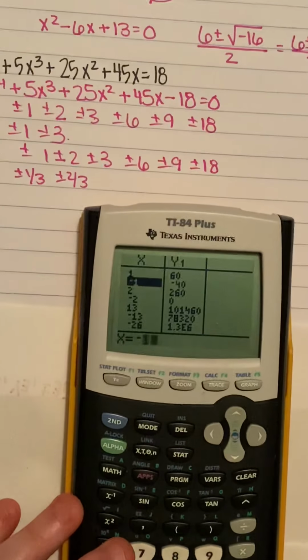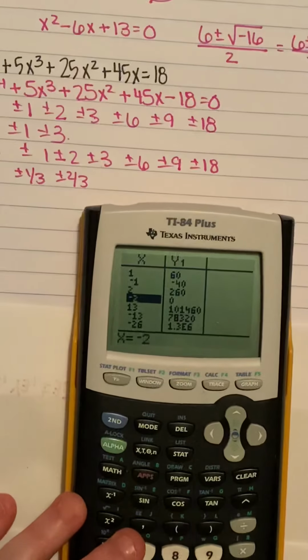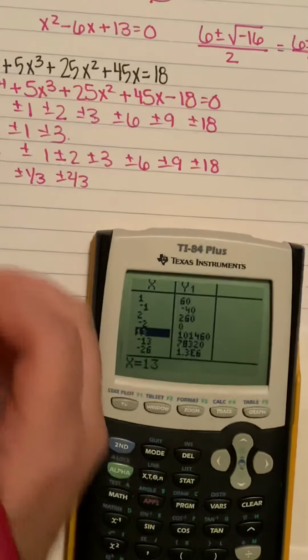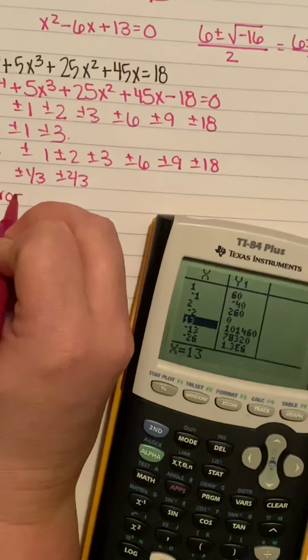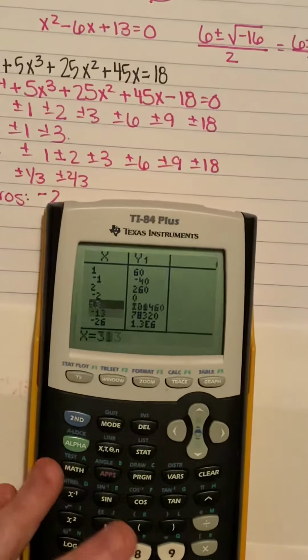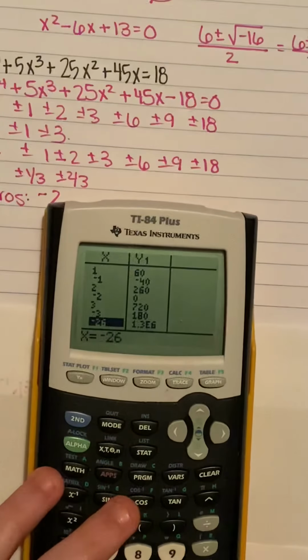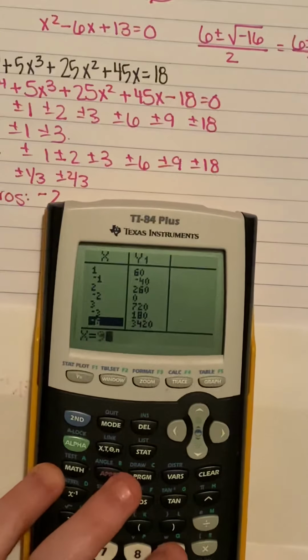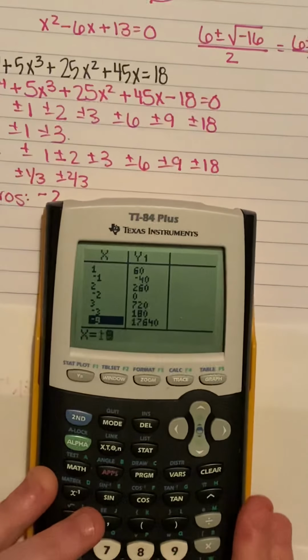Here we go. 1 doesn't work. -1 doesn't work. 2 doesn't work. -2 does work. All right, so let's go ahead and write that word zeros down. And we said -2 was a solution. Then we got 3, no, negative 3, no, 6, no, negative 6, no, 9, no, negative 9, no, 18.